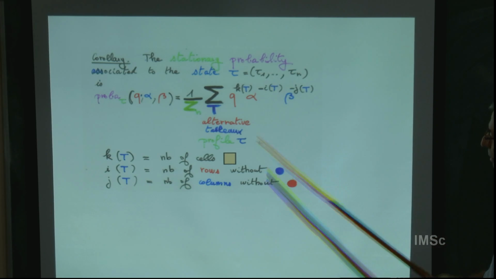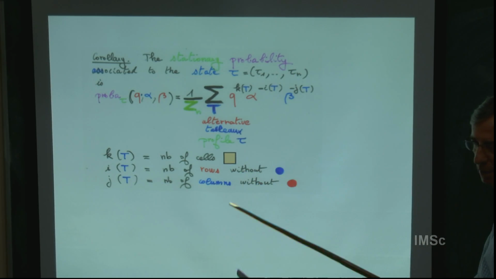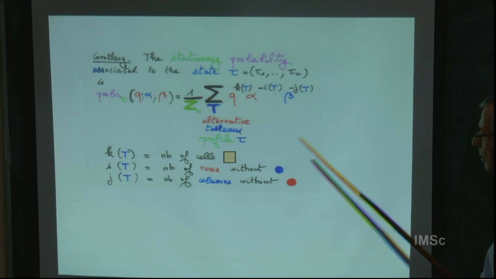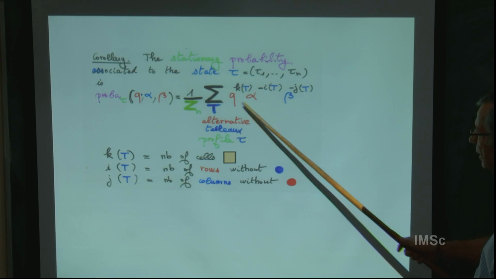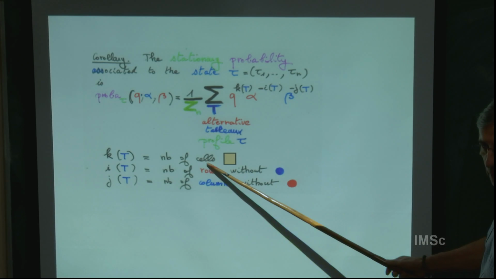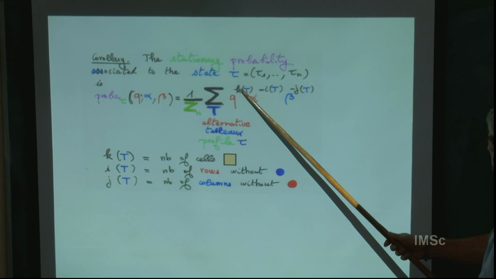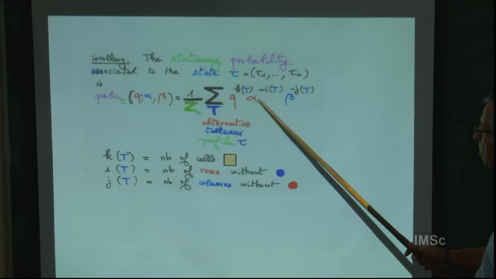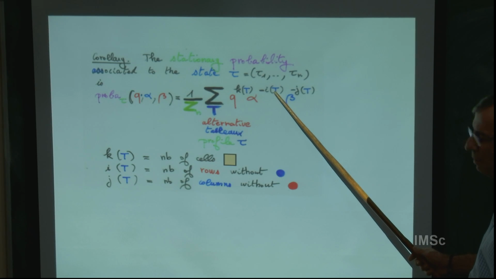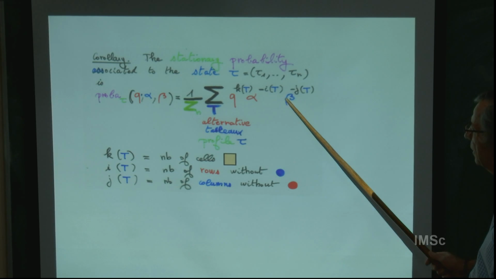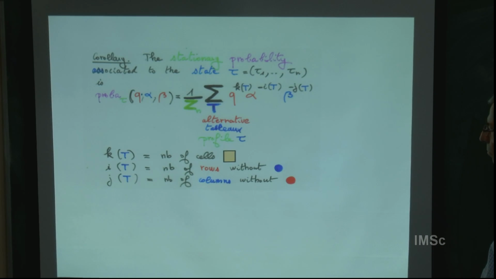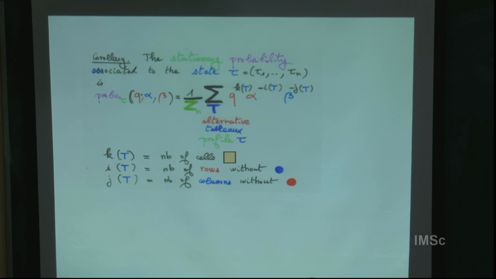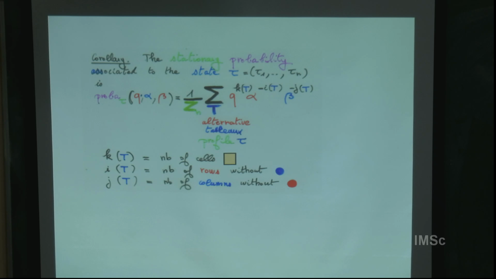Then I can state my theorem: the stationary probability associated to a given state, which is a word in empty and full cells, is exactly the sum over all alternative tableaux of Q power the number of yellow cells, alpha minus the inverse of alpha I of t, inverse of beta j of t. So this is a nice interpretation in terms of alternative tableau.